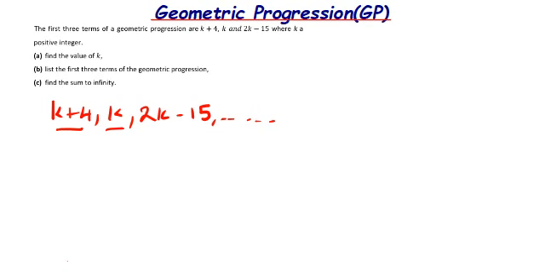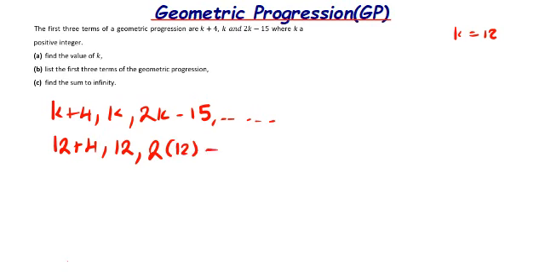So since you have already come up with the value of k to be equal to 12, you just substitute the value of k on the terms that you are able to see there. So you say 12 plus 4, comma 12, and then you have 2 times 12, minus 15, and then it continues like that. So 12 plus 4 is 16, comma 12, comma 2 times 12, that is 24, minus 15, and then it continues like that.